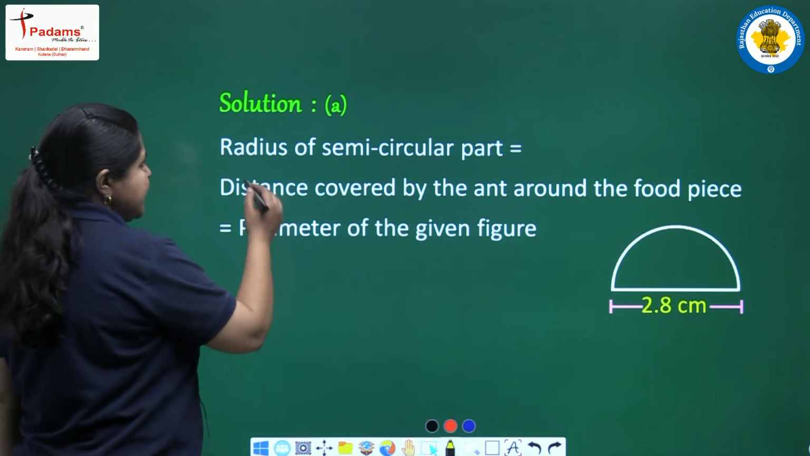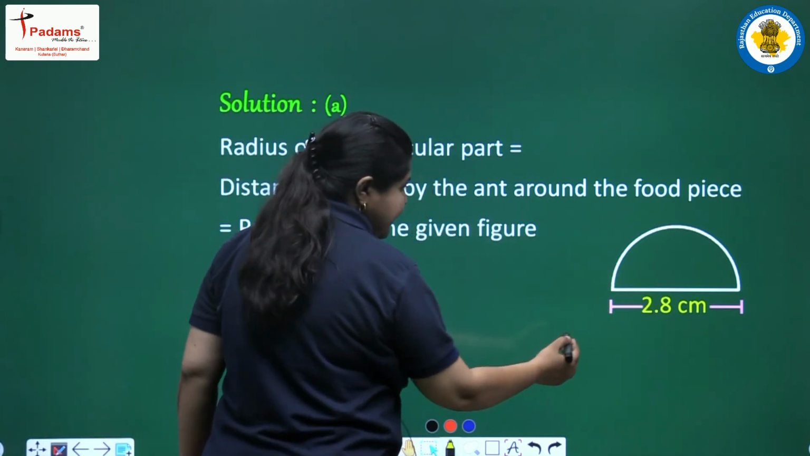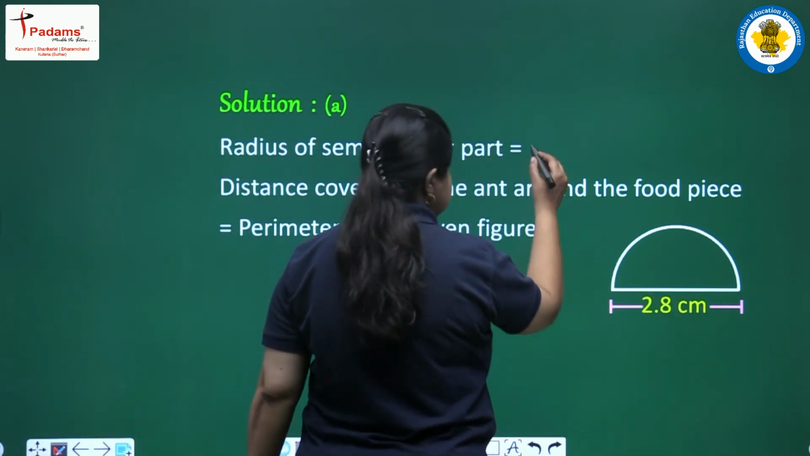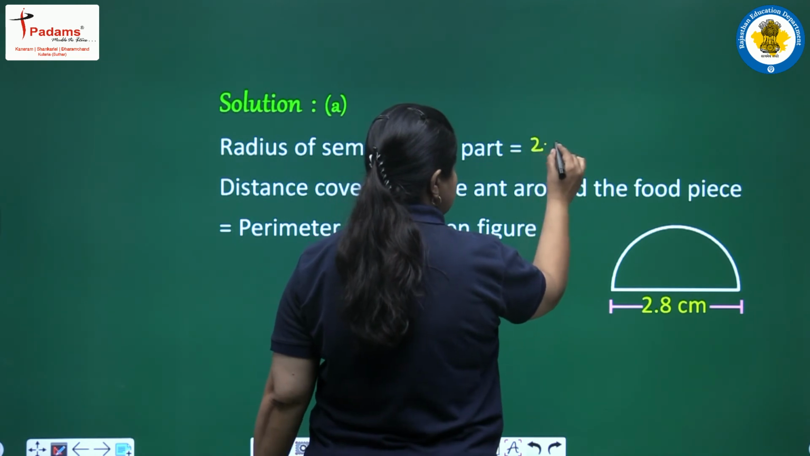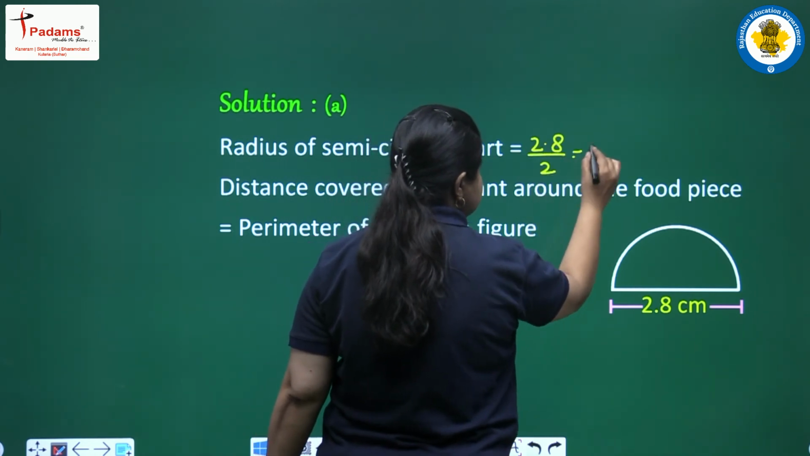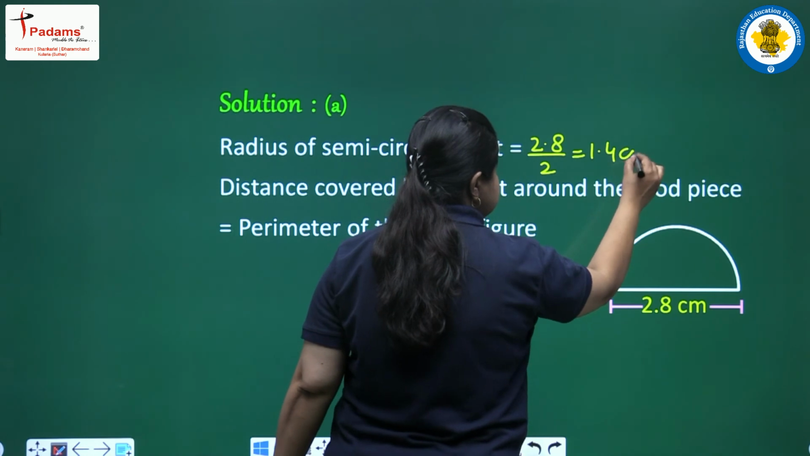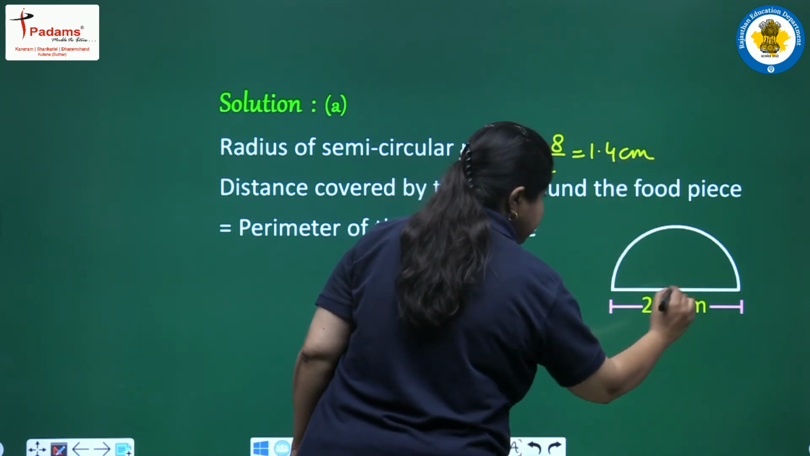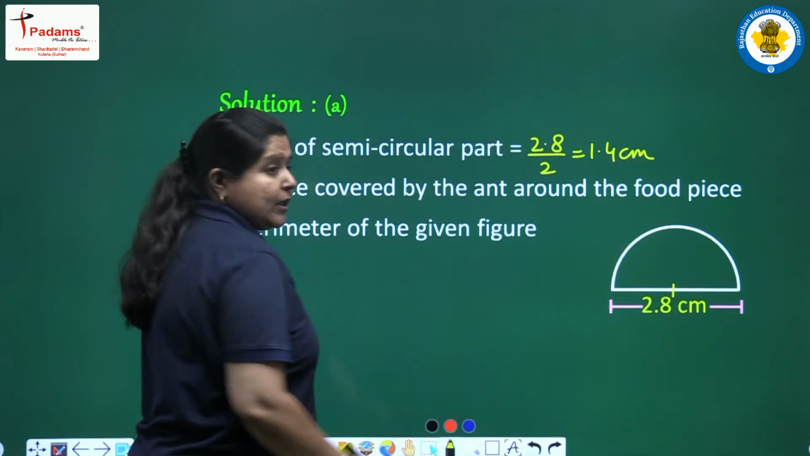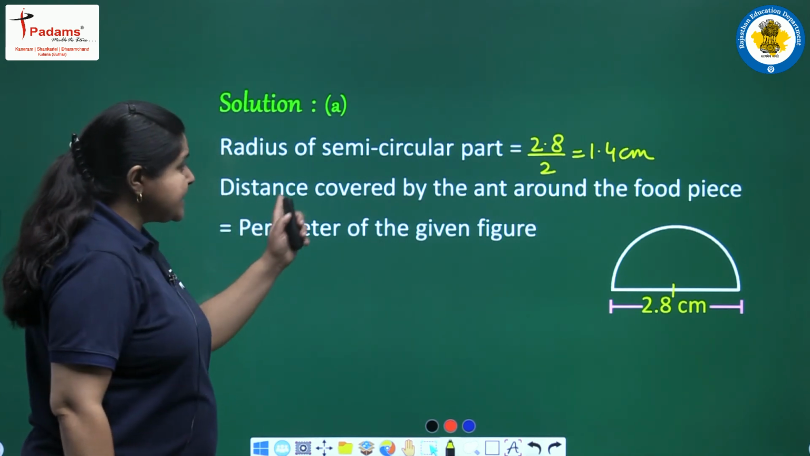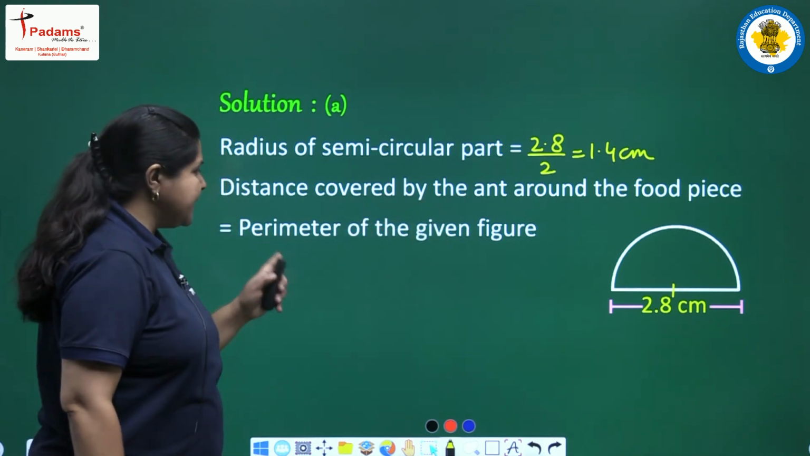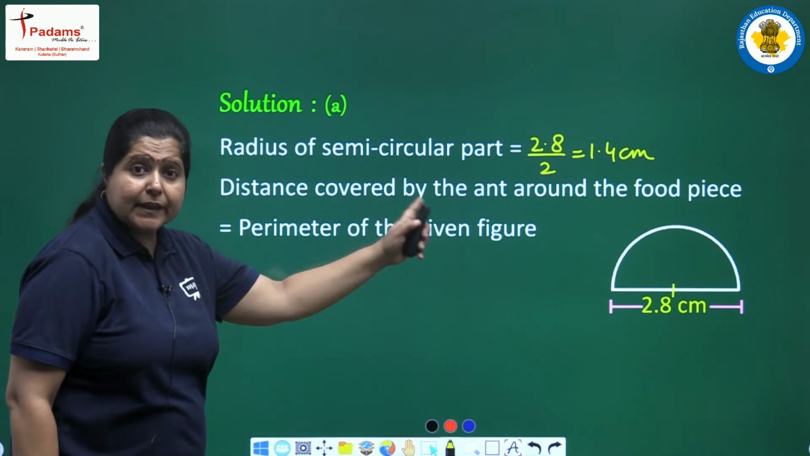Here on this page, radius of the semicircular part, you can see this is the diameter given and so the radius will be half of it, 2.8 upon 2. This will be equal to 1.4 centimeter. This is the radius of this semicircular part. और अब हमें distance covered by the ant around the food piece, this will be equal to the perimeter of the given figure.